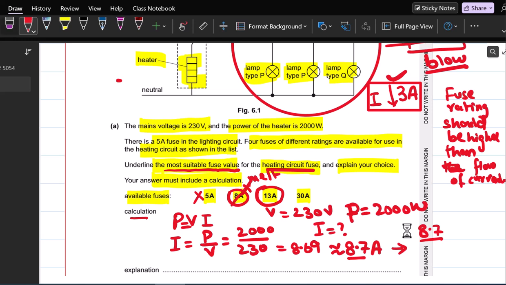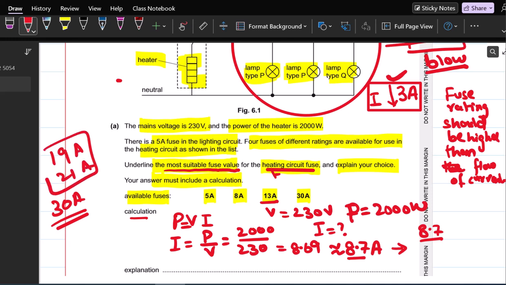We are not going to use 5 ampere. We are not going to use 8 ampere. We are going to use 13 ampere. So I will underline this. We can't use 30 ampere as well because it is too much. If 19 or 20 or 21 ampere current will flow, it will damage the heater, but the fuse will not melt. So it is not suitable.